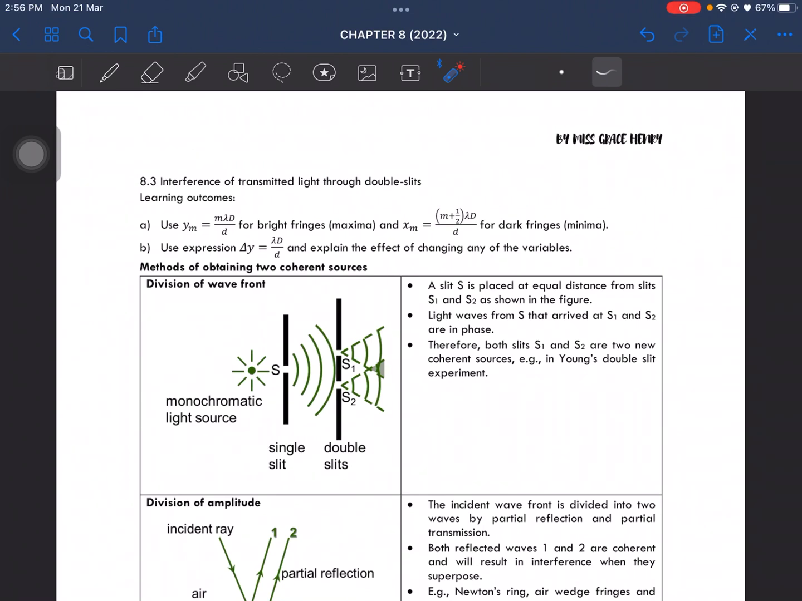There are two methods of obtaining two coherent sources. Firstly, you put a light source, and in front of it you put a single slit, which would produce a wave. Then put a double slit in front of it, and you will get two coherent sources. They will be moving in phase.